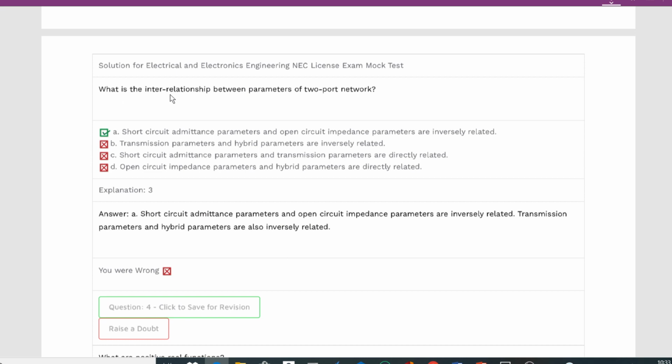And what is the interrelation between parameters of two-port network? So the interrelation between parameters of two-port network is that the short circuit admittance parameters and the open circuit impedance parameters are inversely related, and the transmission parameter and hybrid parameters are also inversely related. So option A is correct here.